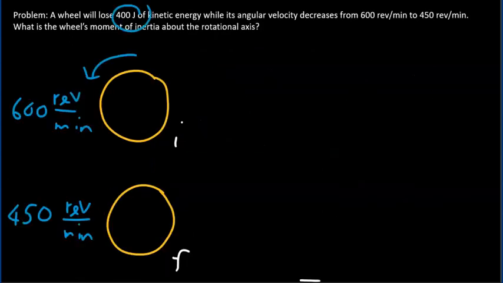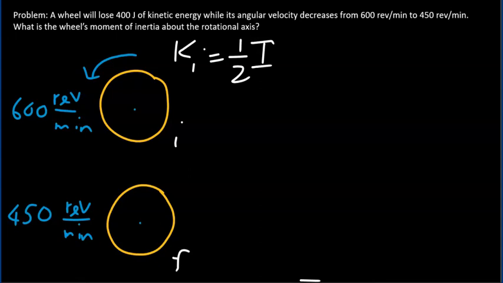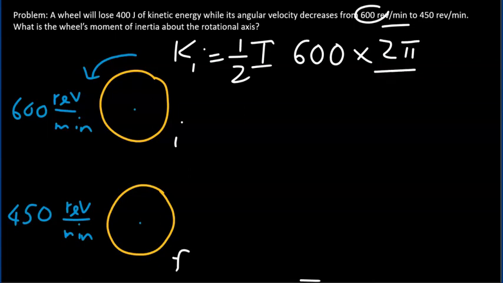Problem 2. A wheel will lose 400 joules of kinetic energy while its angular velocity decreases from 600 rev per minute to 450 rev per minute. What is the wheel's moment of inertia about the rotational axis, which is in the middle? So the initial kinetic energy of the wheel is given by half times the moment of inertia that we want to find times the angular speed squared. Angular speed is 600, unit is rev per minute, so we have to change to radian per second. So 1 rev is 2 pi radians, and 1 minute is 60 seconds. And do not forget to square it.